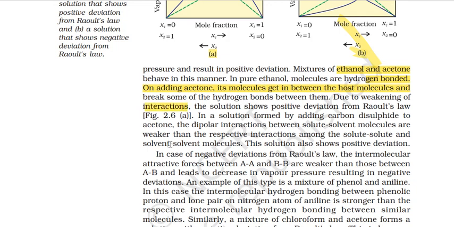In a solution formed by adding carbon disulfide to acetone, again, yahan pe ek aur example hai, the dipolar interactions between solute-solvent molecules are weaker than the respective interactions among the solute-solute. This is also known to show positive deviation. Over here again, if you're adding carbon disulfide to acetone, what happens is, solute solvent molecules ke jo interactions hai wo weak hai than the solute solute or solvent solvent interaction, so they show positive deviation.